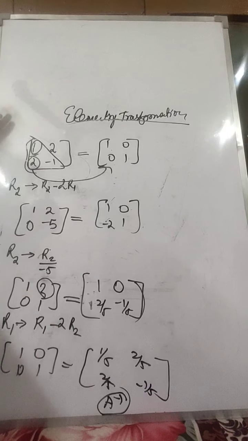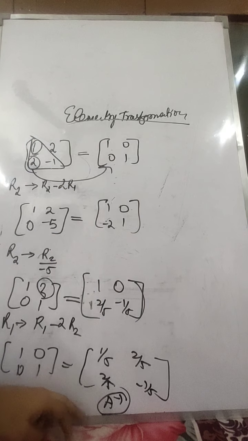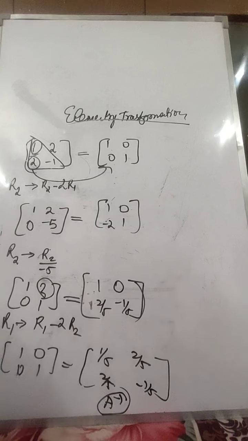Now you can see here, in a 2 cross 2 matrix I just required 3 steps in all to convert this matrix into the elementary I matrix. And as I convert matrix A into the I matrix, the I matrix will be converted into the A inverse matrix. So this is the procedure to work with the elementary transformation in order to find A inverse. Elementary transformation is basically used for taking the inverse.